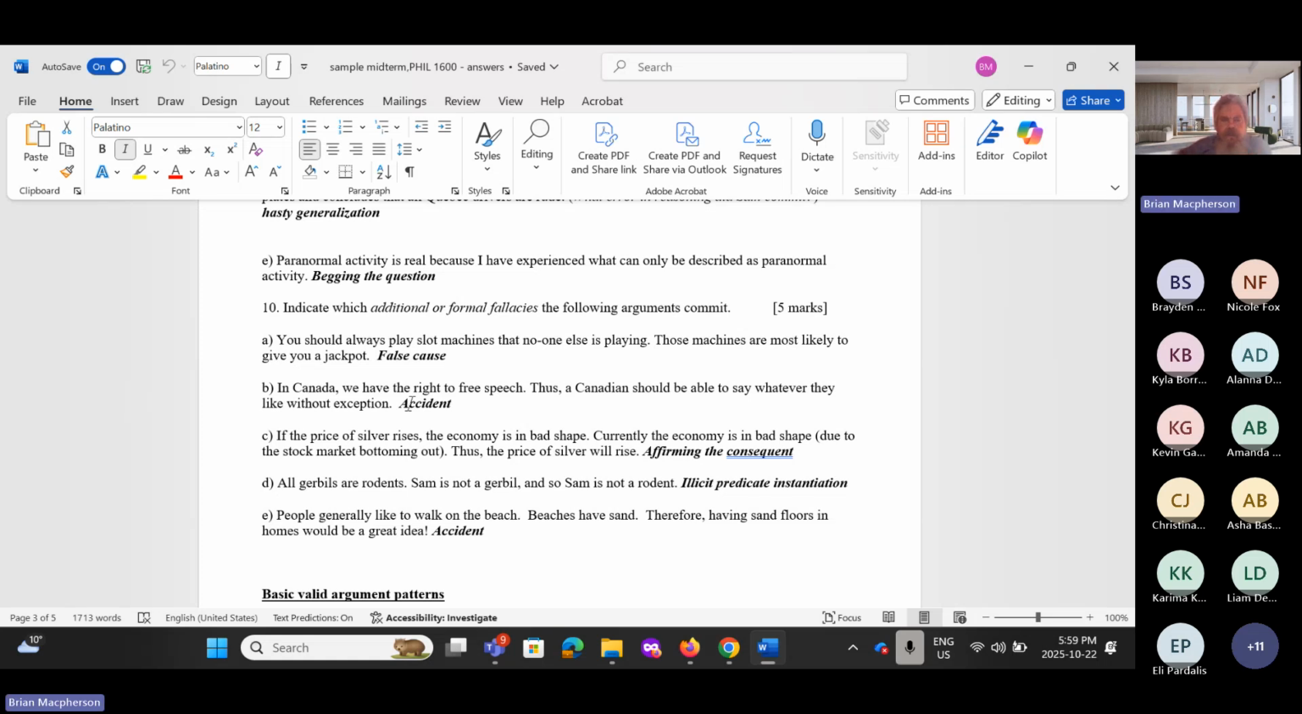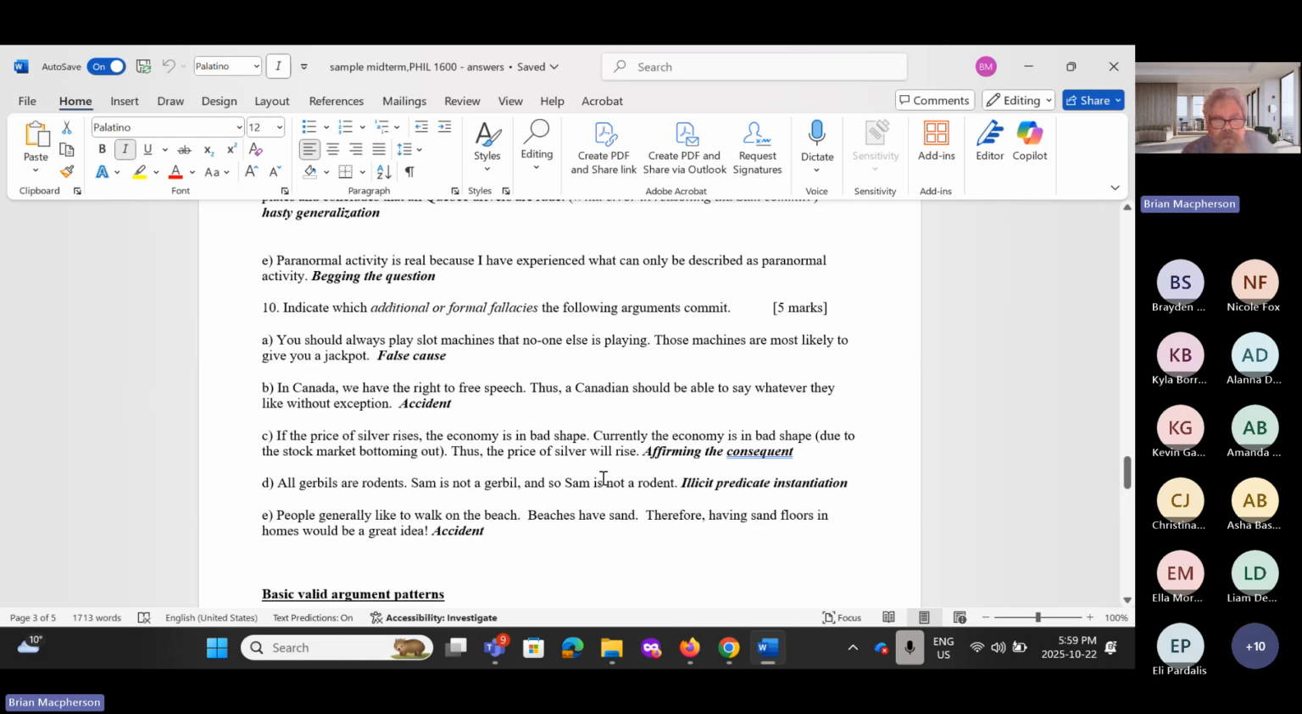Okay. Now we go to the next one. This is number C. If the price of silver rises, the economy is in bad shape. Currently, the economy is in bad shape. Thus, the price of silver will rise. So let's take a look at that. It's if P, then Q, right? Q, therefore P. That's affirming the consequent.